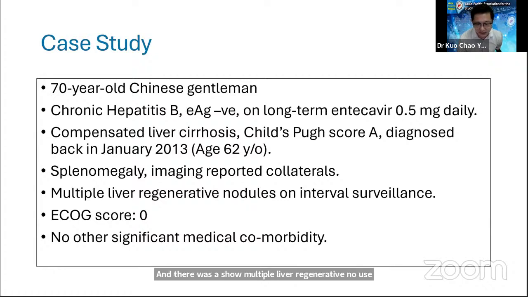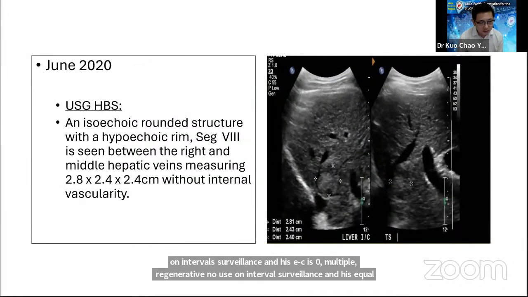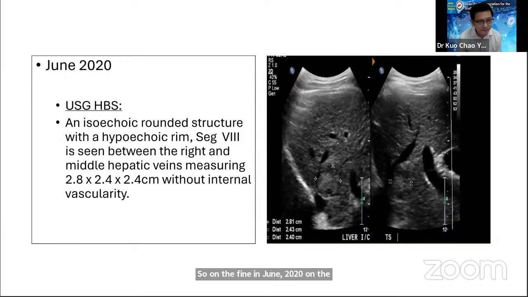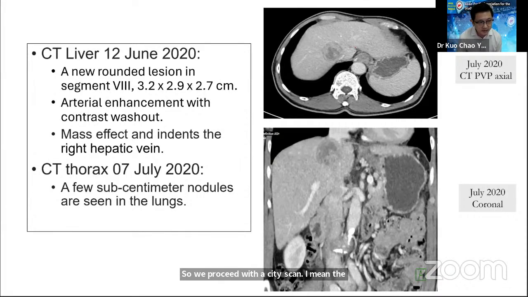There are no other significant medical comorbidities. On the finding in June 2020, on the ultrasound, we found an isoechoic rounded structure with a hypoechoic rim in segment 8, sitting in between the right and middle hepatic vein, measuring about 2.8 centimeters without any internal vascularity. So we proceeded with a CT scan a few weeks later, and the CT scan reported a 3.2 centimeter lesion in segment 8 with arterial enhancement with contrast washout.